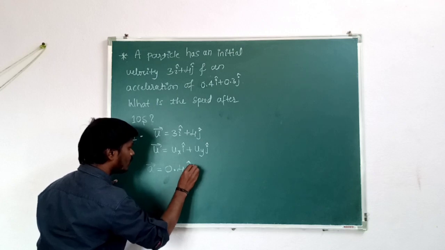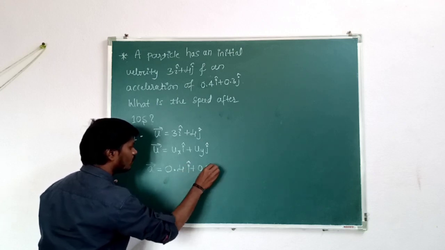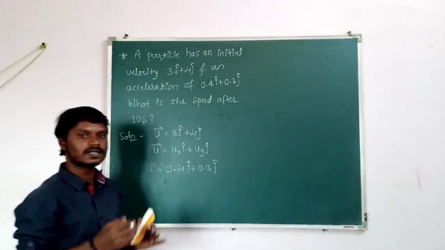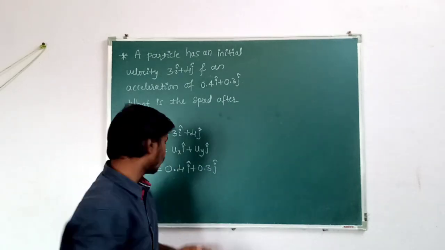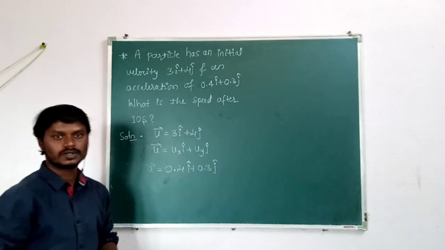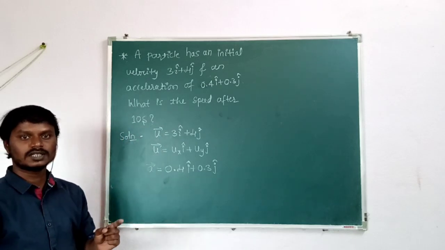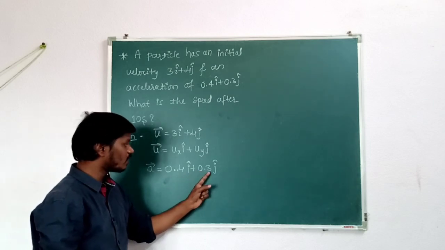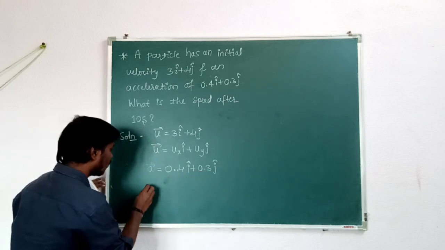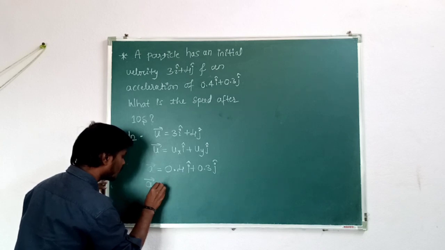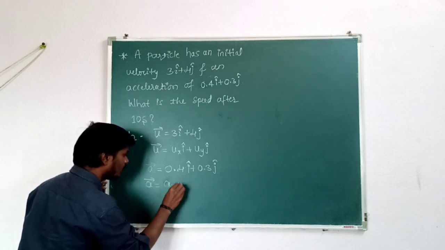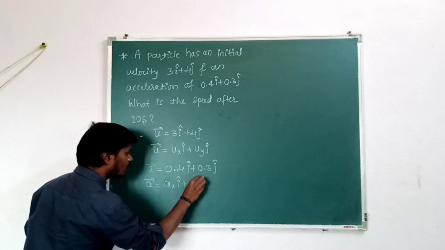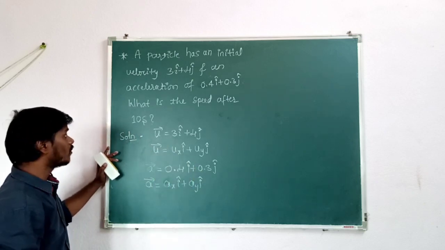So see here, acceleration also resolved into how many components? Two components. So x component and y component. So what is the x component of acceleration here? That is 0.4 and y component of acceleration 0.3. So I will write this formula as vector a is equal to axi plus ayj, and also time is given.